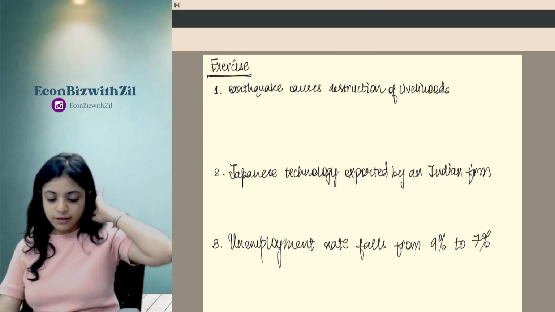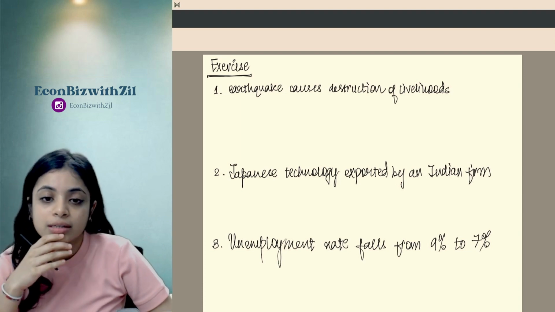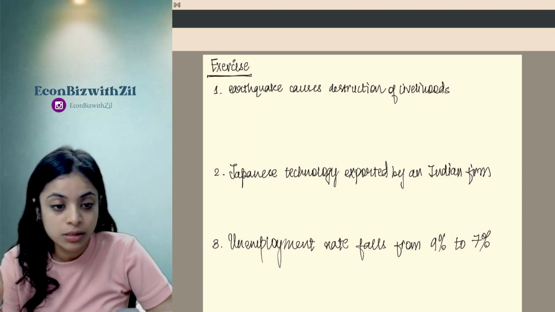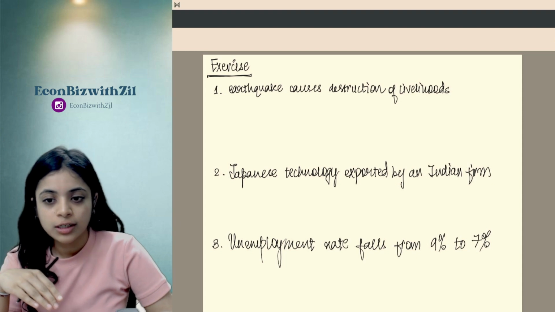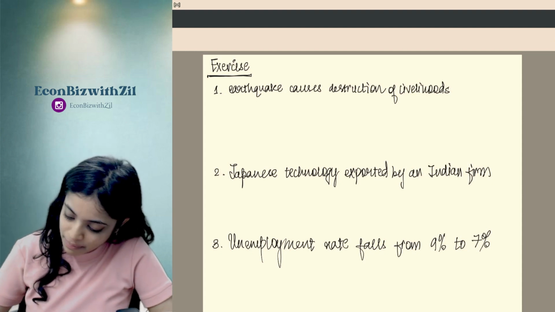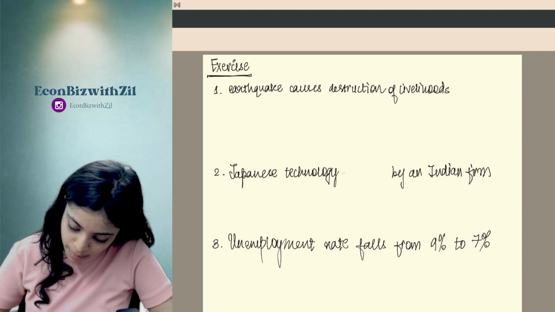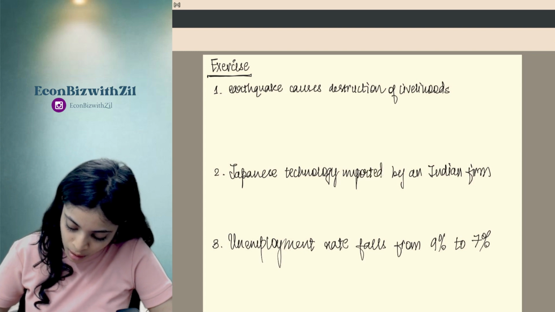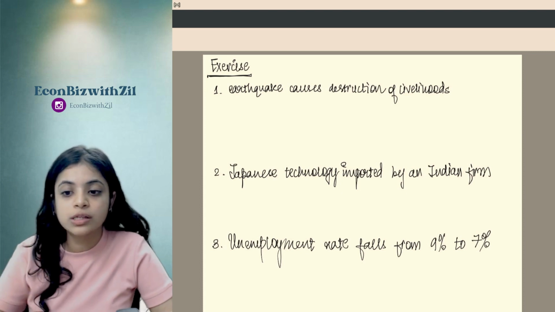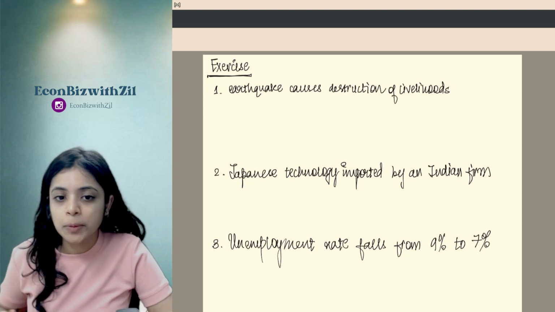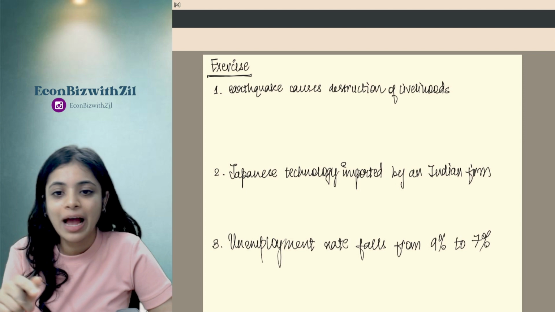The first question I want you to tell me about is: if there's an earthquake causing destruction of livelihoods, how will I show it on the PPC? The second one is: if there's Japanese technology imported by an Indian firm, how would the PPC look? And if the unemployment rate of this particular country falls from 9% to 7%, how will I show it on the PPC?